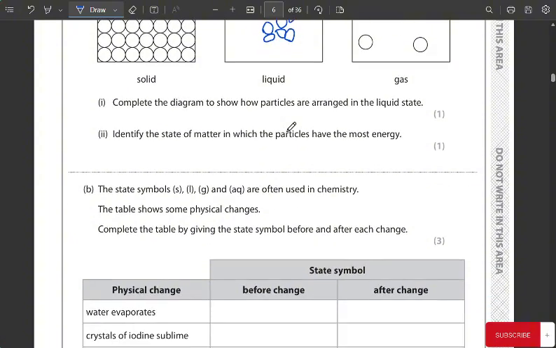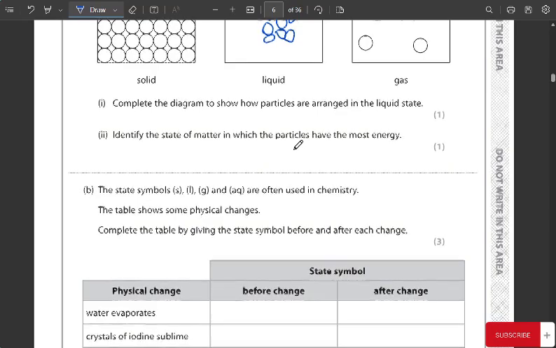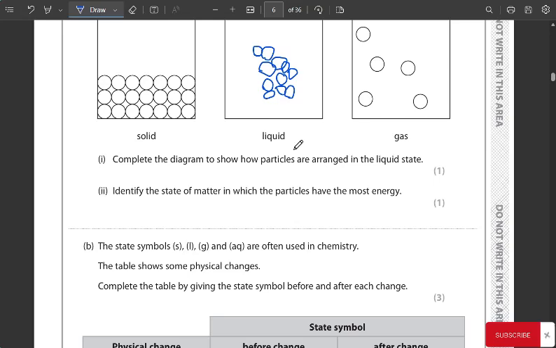Okay, the next question. Identify the state of matter in which the particles have the most energy. The gas particles can move in Brownian motion, can go everywhere. That's why the answer will be gas.